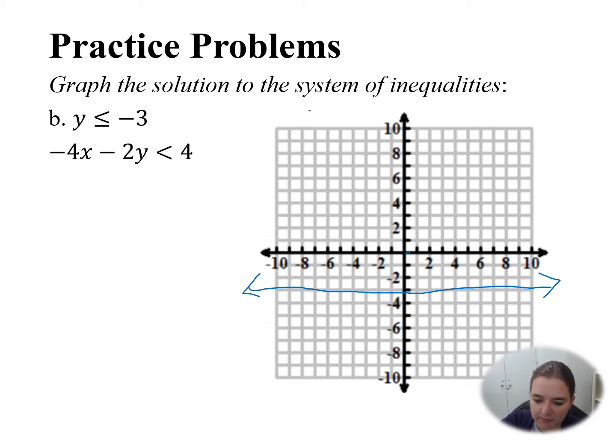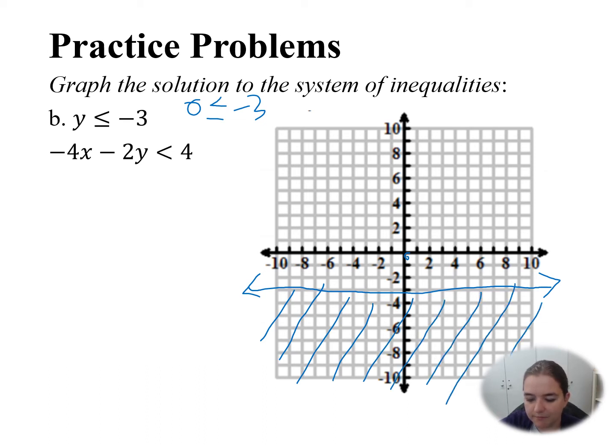My test point of (0, 0), well, if I plug in (0, 0), I want to know, is 0 less than or equal to -3? Well, in this case, that's a false statement. 0 is greater than -3, so I need to shade the side that does not contain my test point.